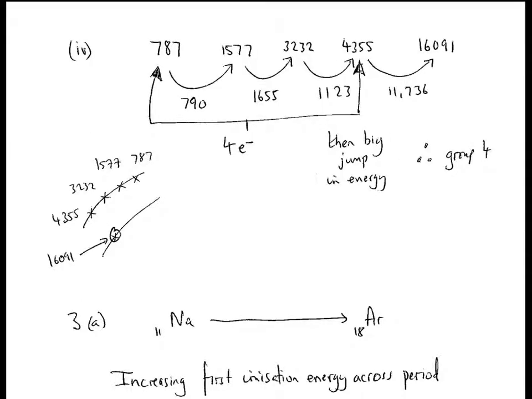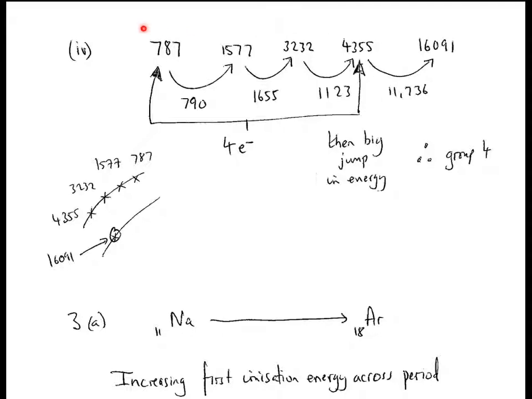Part 4, an element X in period 3 of the periodic table has the following successive ionisation energies. Deduce the identity of the element. What you need to do is estimate, or you can calculate, in fact, the jumps between these energy values. 790 between 1 and 2, 1655 between 2 and 3, 1123 between the third and fourth electron removed. There is then a massive jump between the fourth and the fifth electron removed.